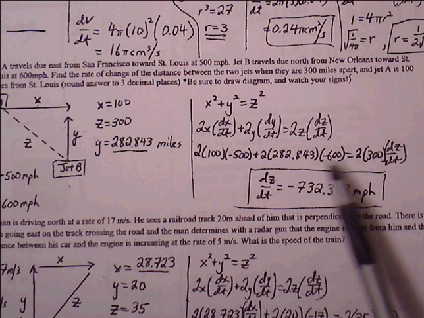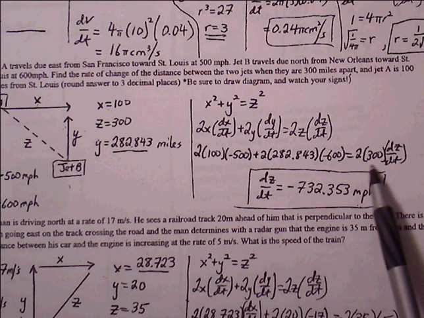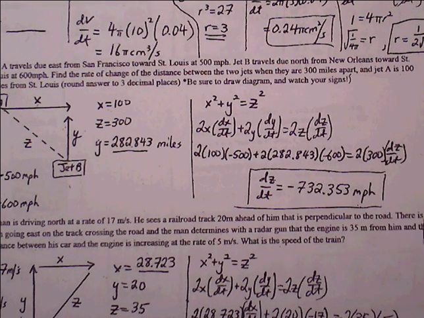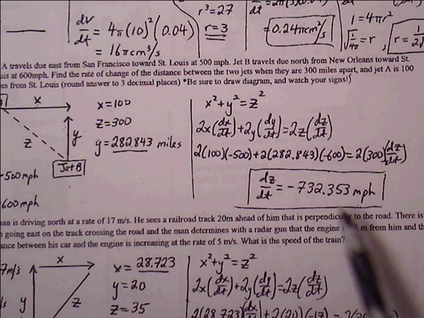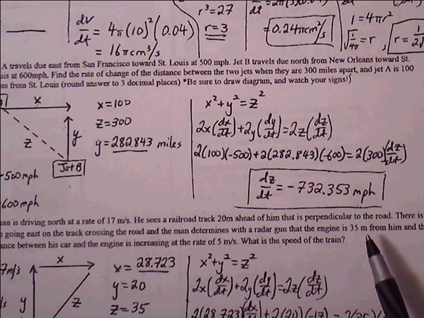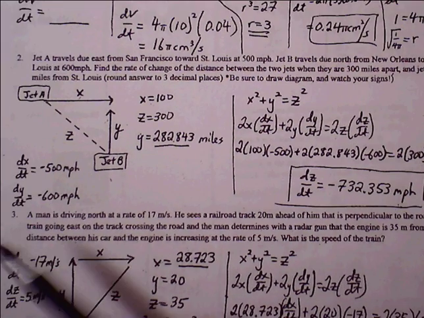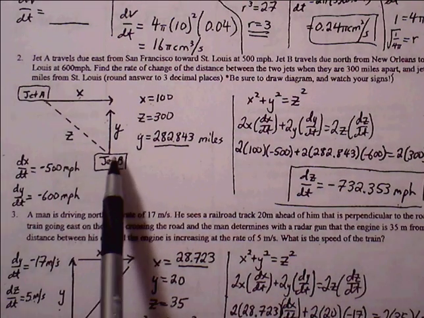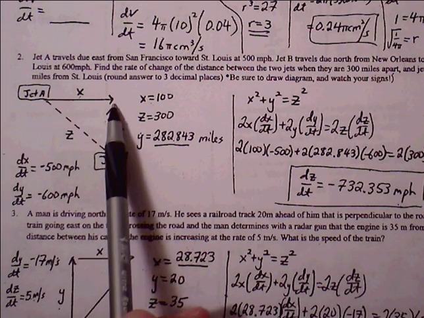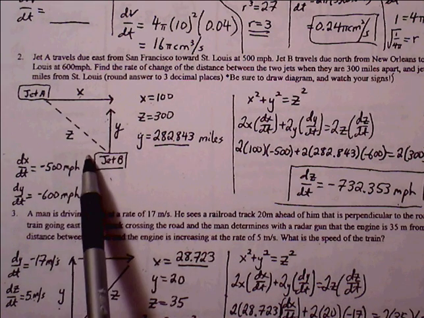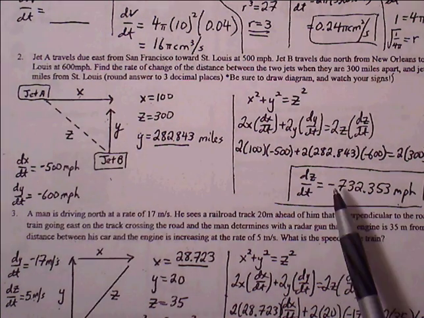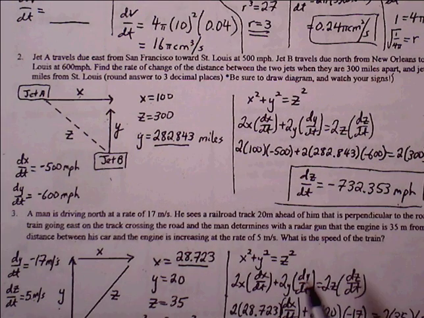So we just plug everything into our equation, and then we solve for dz/dt, which ends up being negative 732.353 miles per hour. This negative should make sense because as jet A and jet B get closer towards their destination, the distance between the two of them is also going to be decreasing. So therefore, that's why that negative is there.